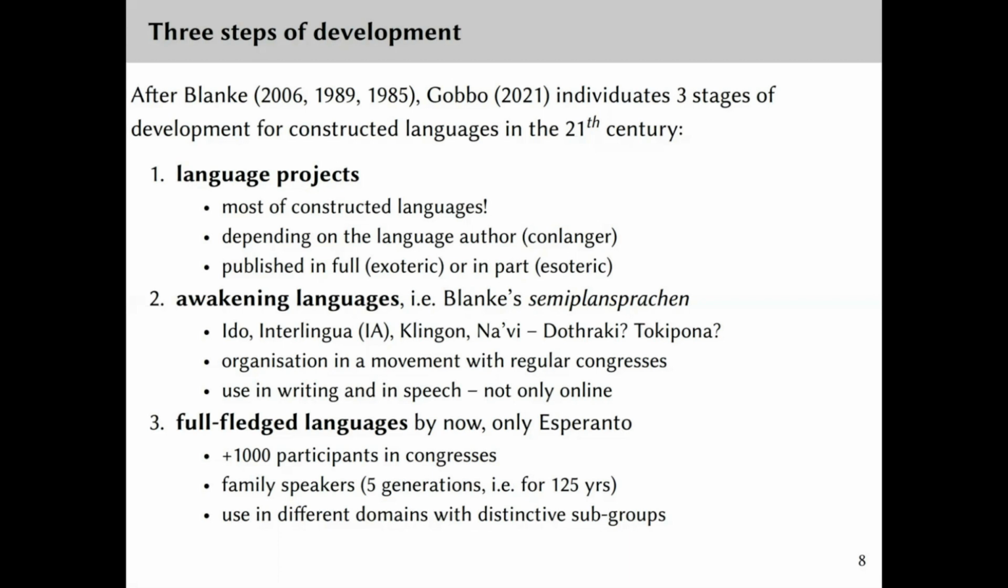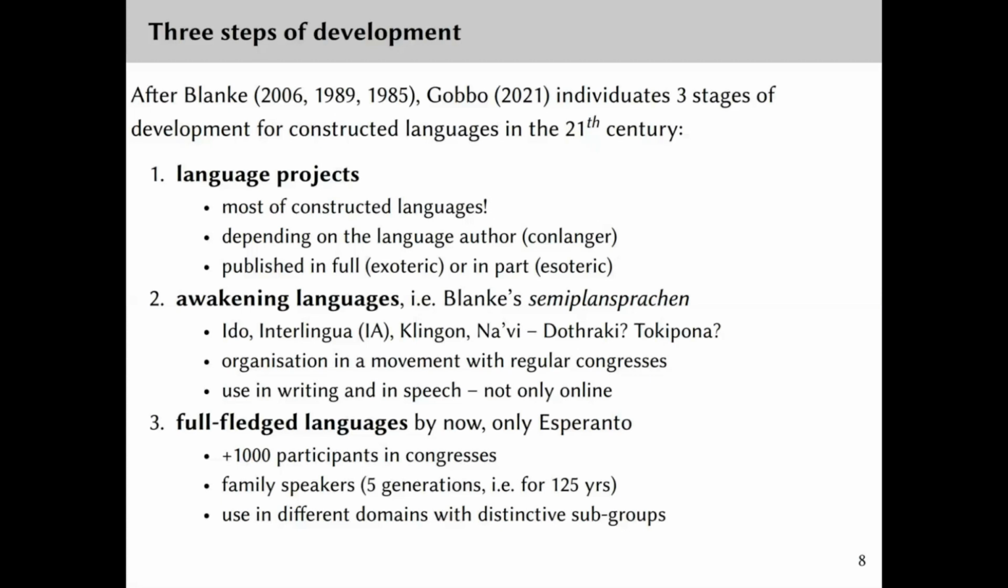And in this case, why are they awakening? Because there is a community of practice forming around them. They have an organization with regular congresses, and they start using the language in writing and in speech, mainly online, but not only, because they also meet in person. So this is the second stage. Thousands of language projects, more or less 12 awakening languages.